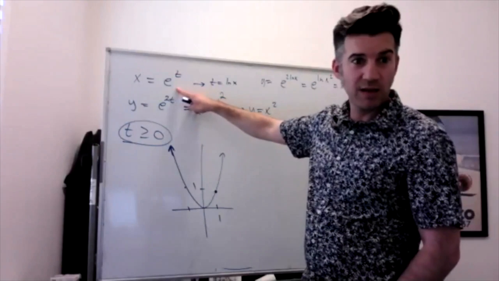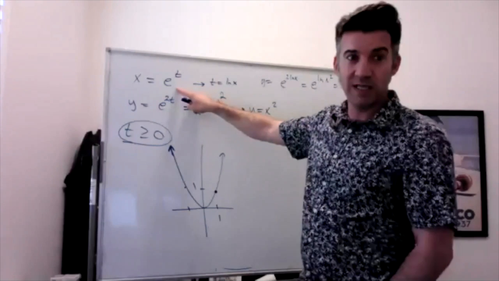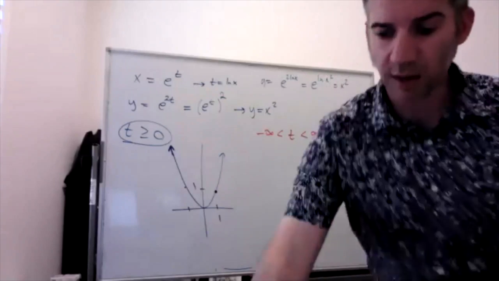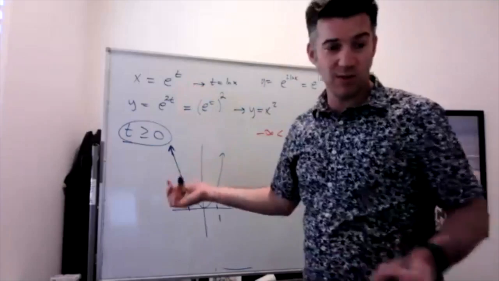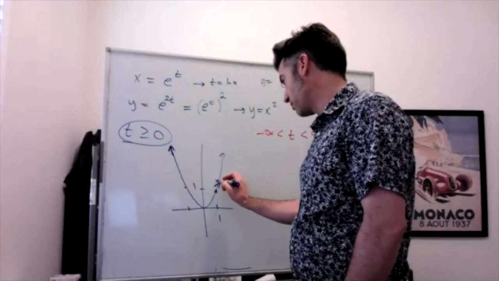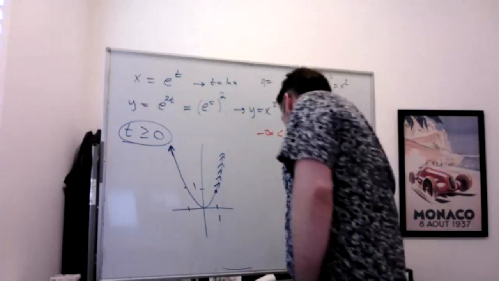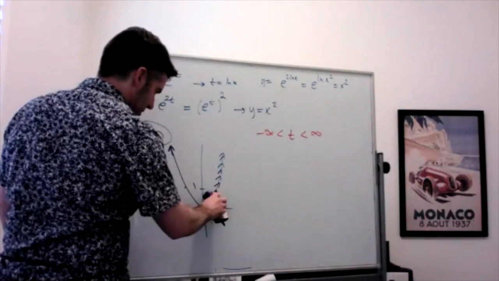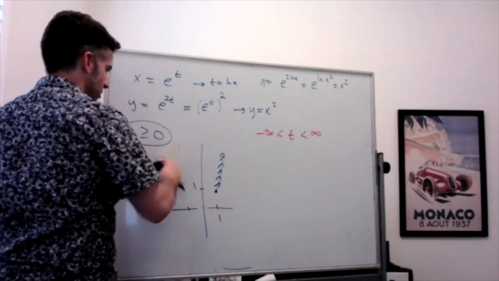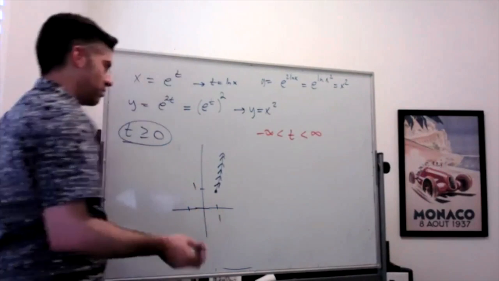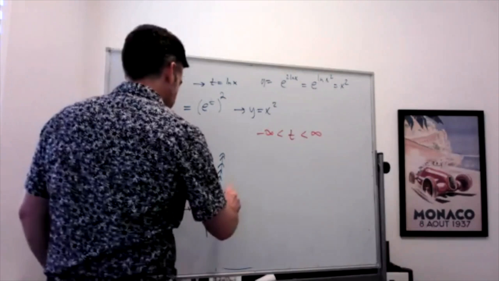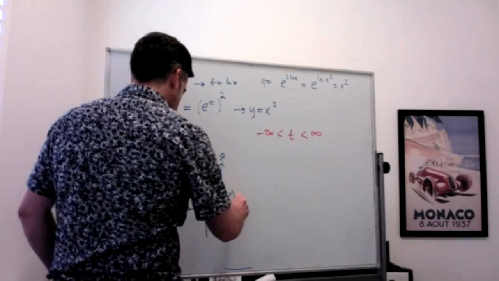What's the smallest x can be? What's the smallest e to the t can be if t can be as small as 0? 1. Yeah, exactly. So the smallest x can be is 1, and the smallest y can be is 1. So this one, we actually only get everything from here, and then we move this way. So really, we shouldn't have any of this. We start at the point 1, 1, and we just move up. And 1, 1 is when t is equal to 0.